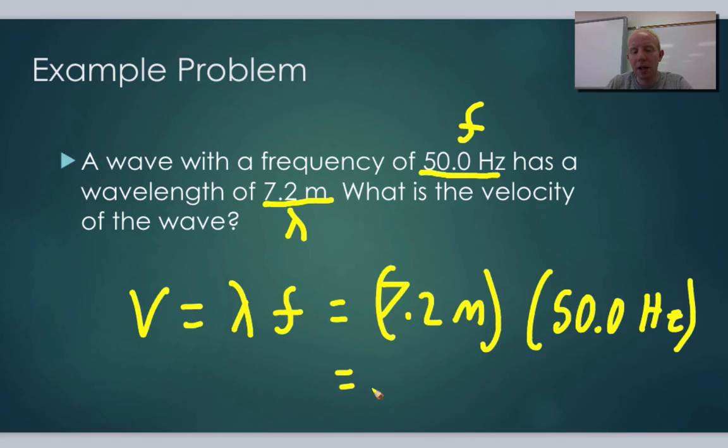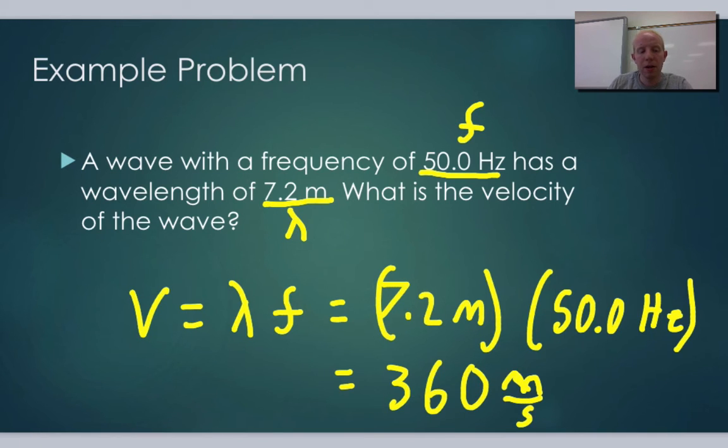When we calculate that, we should get that it's moving at 360 meters per second. So that's a pretty fast wave. It's traveling faster than the speed of sound. Again, it's just multiplying the wavelength and the frequency together. That gives us our wave velocity.